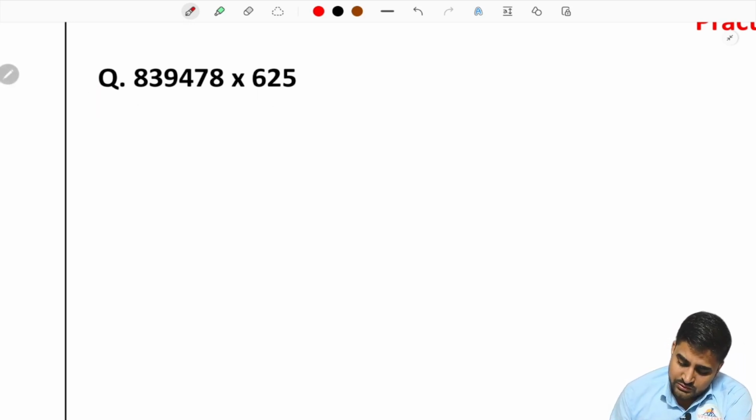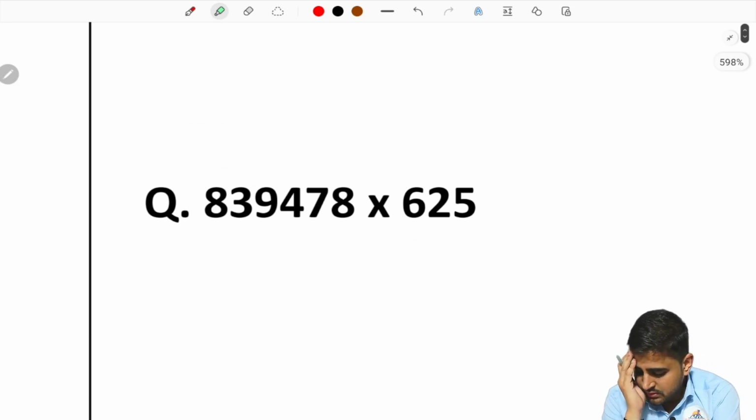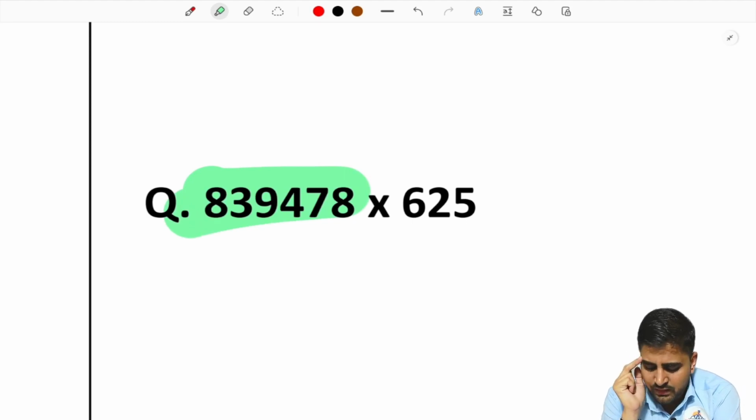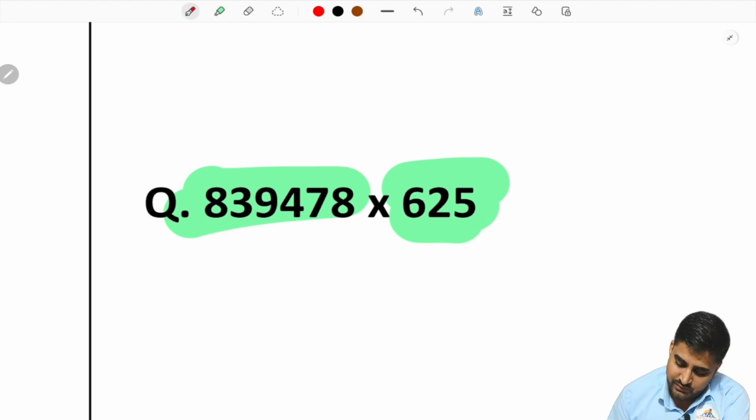When I look at this question, the first thing I think is, okay, there are two numbers. It's a big number, this one. If I touch this number, it will destroy me. That is for sure. And there is a second number. It's a good number. It's a lovely number. It's a beautiful number. Why?